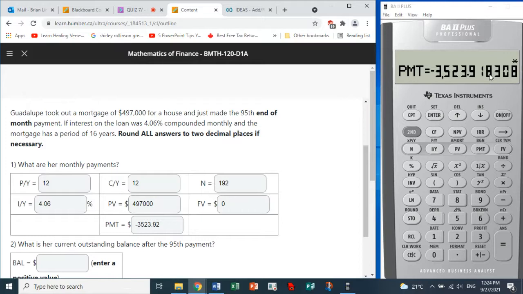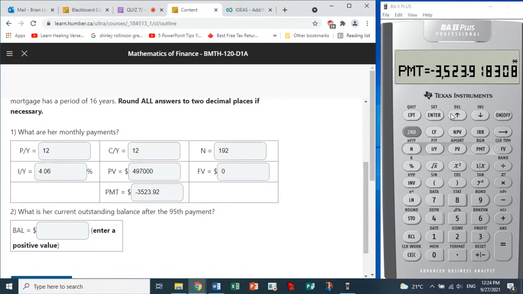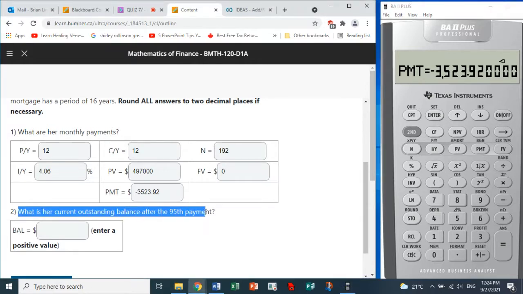Okay, we could go and put that number in. We could leave this number here. We'll see what happens. Let's say we did go and put the 3523.92 negative. Okay, there we go, negative. That's the payment. All right. 3523.92. Okay, so now we have to calculate what is the current outstanding balance after the 95th payment.